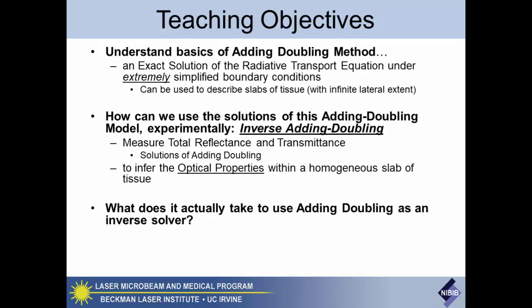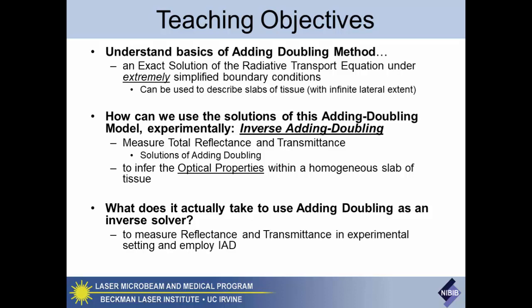And then the last objective is to actually get some appreciation of what it actually takes to use adding doubling as an inverse solver. So again, the experimental part is you measure total reflectance and transmittance of a thin tissue and try to use that end result and minimize back to what would be the parameters that would actually run this model to generate those results.